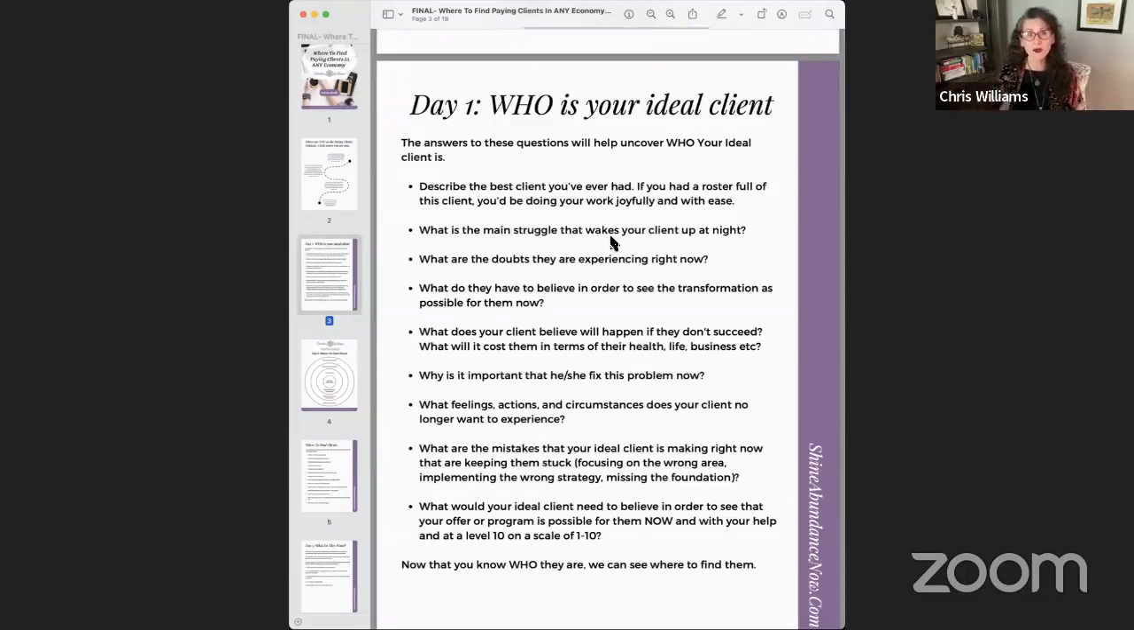Because again, if we don't know who our ideal client is, we don't know where she's hanging out. We don't know where she is in person. We don't know where she is online. So uncovering your ideal client avatar is critical. Absolutely critical. You cannot press go. You cannot go any further if you don't know who it is that you're serving.